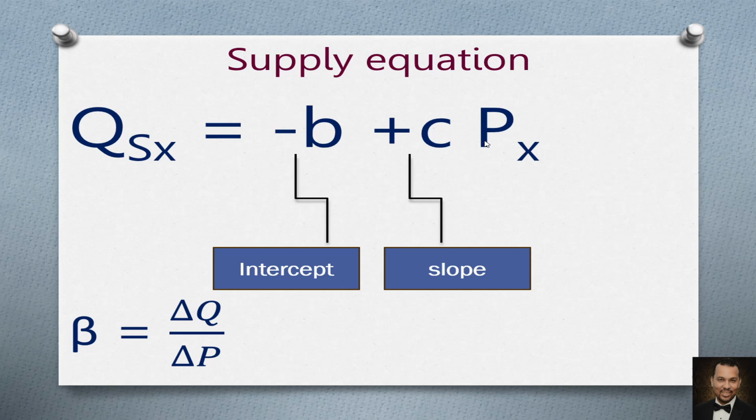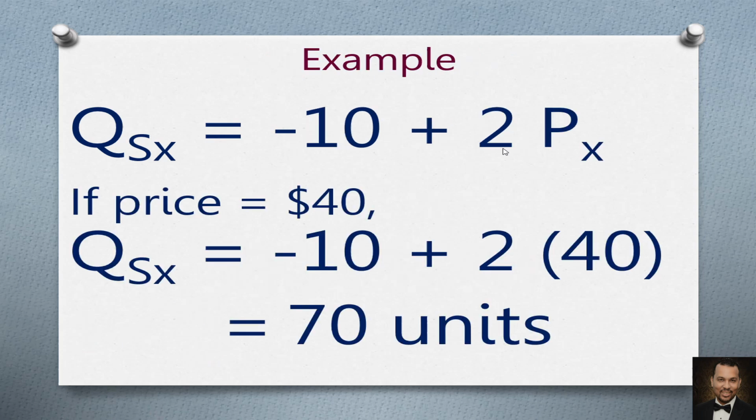What about the slope? Slope equals change over change: change in quantity over change in price. So the sign of the slope is positive. So there is a positive relationship between quantity supplied of the product and the price of the product, all the other factors constant.